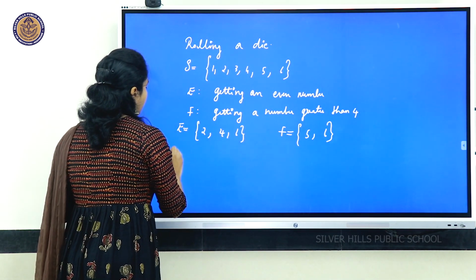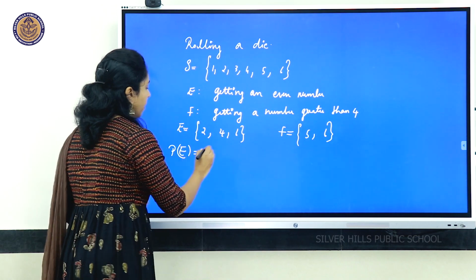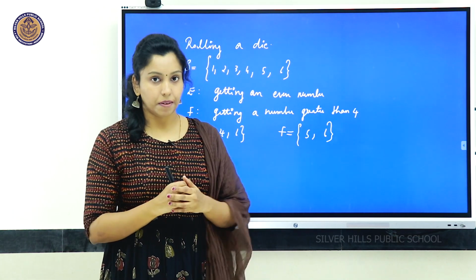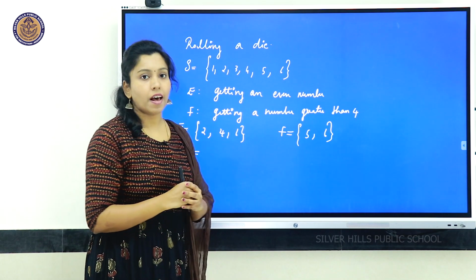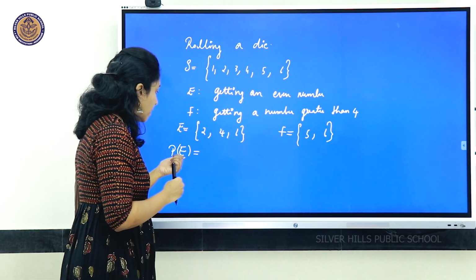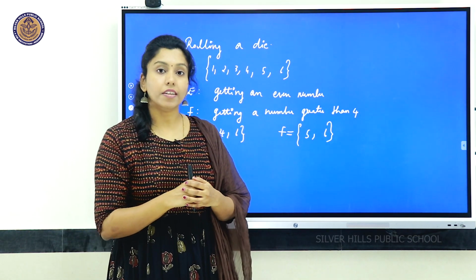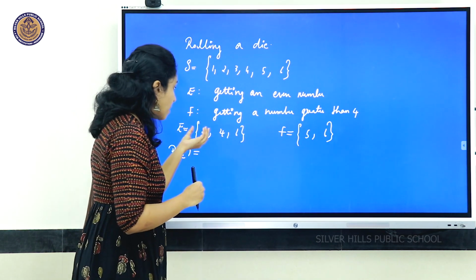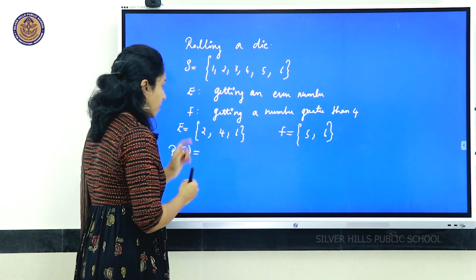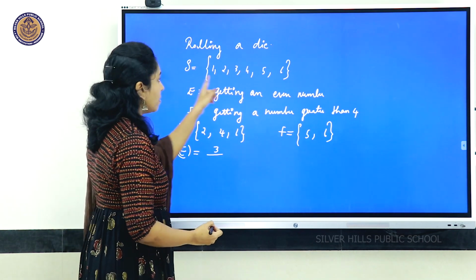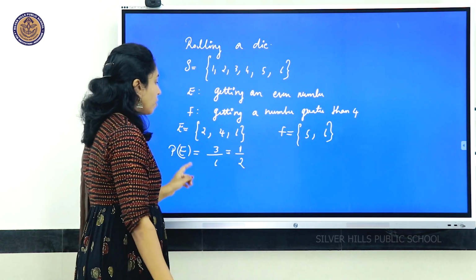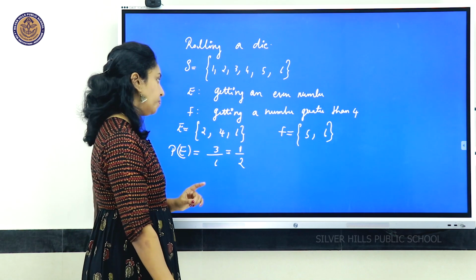Now I want to find the probability of E. What does that mean? What is the probability of getting an even number when you roll a die? All these outcomes have the same probability, 1 by 6, 1 by 6, etc. To find the probability of an event, what will we do? We will divide the number of members in E by the total number of members in S. How many members are there in E? You have 3. How many members are there in S? You have 6. So your answer is 1 by 2. The probability of getting an even number is 1 by 2.